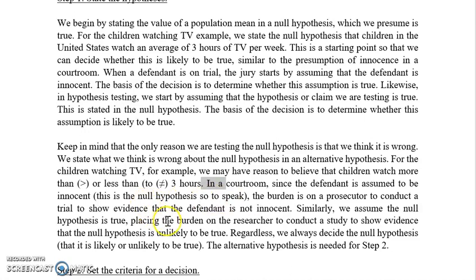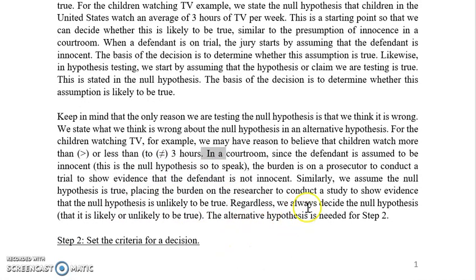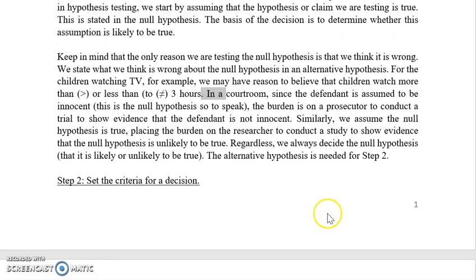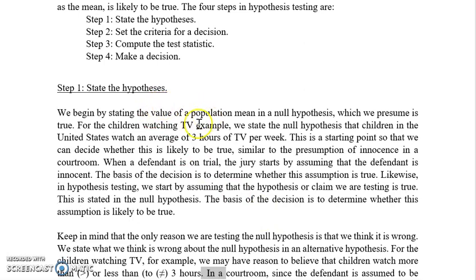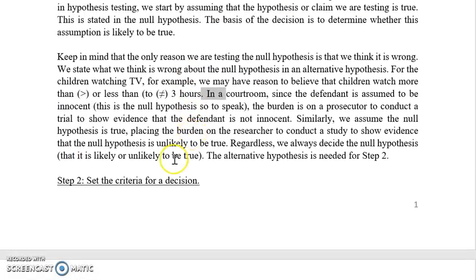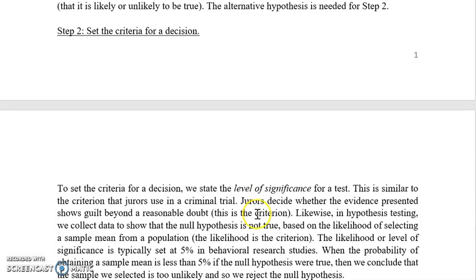So this places the burden on the researcher to conduct a study to show evidence. As researchers, we try to conduct a study to show evidence that the null hypothesis is unlikely to be true. Regardless, we always decide whether the null hypothesis is likely or unlikely to be true. The alternative hypothesis is needed for step 2. So, unsa man ang step 2? And so, step 1 is you state your hypothesis, the null and alternative hypothesis. Now, step 2 is to set the criteria for a decision.